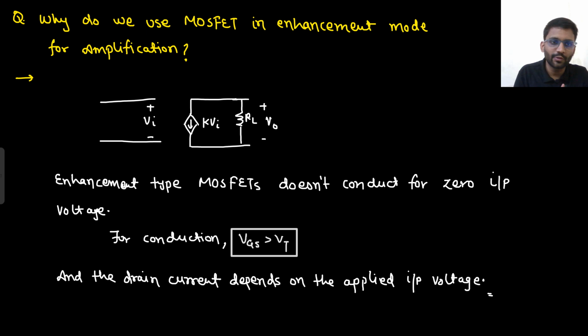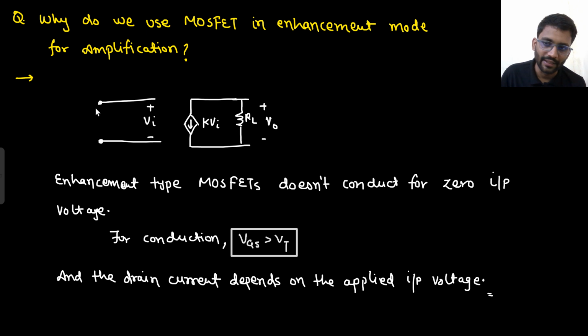So in a depletion type of MOSFET, the channel was already present. Even if you don't apply any input, you get some output, you get some drain current, and that is not desirable. So here in an enhancement type of MOSFET, the MOSFET doesn't conduct for zero input voltage. For conduction, your VGS should be greater than VT, and the drain current depends on the applied input voltage only. So on the applied VGS voltage only, my drain current depends.